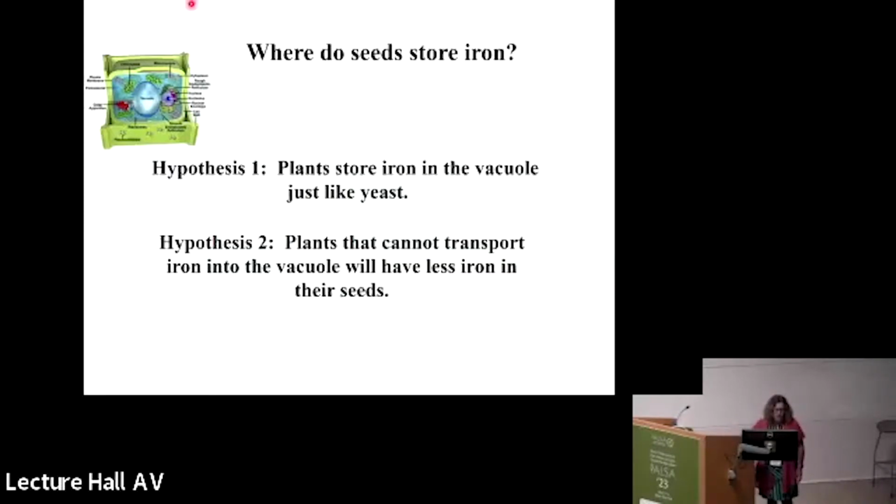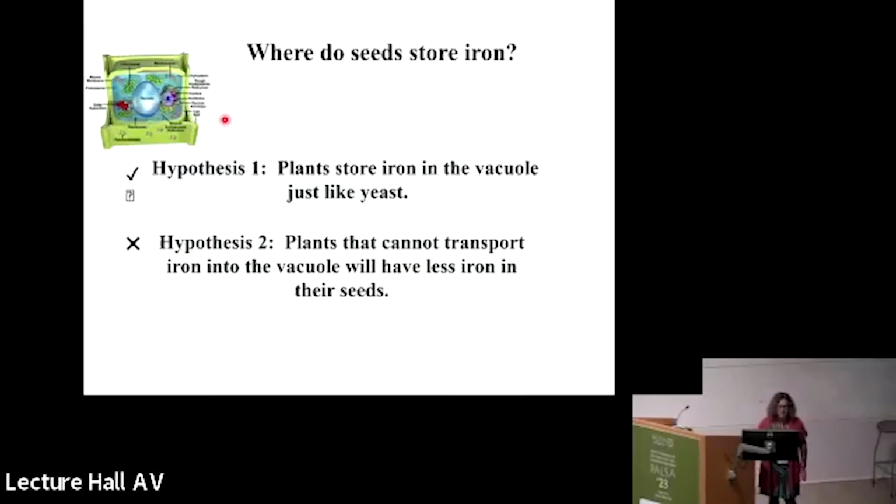I just have a little diagram of a plant, but for those of you who aren't plant scientists, a vacuole is a large compartment in many plant cells that can be used for storage, and if you put metals in there, they don't participate in redox chemistry. So it turned out we were right about the first one. Plants do store iron in the vacuole.